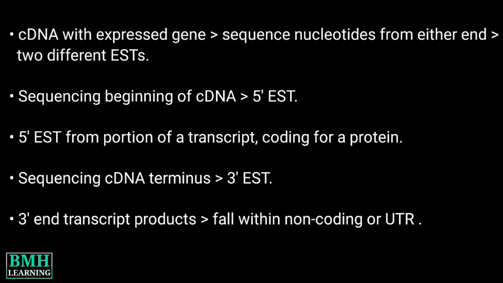Sequencing only the beginning portion of the cDNA produces what is called a 5' EST. A 5' EST is obtained from the portion of a transcript that usually codes for a protein. These regions tend to be conserved across species and do not change much within a gene family.